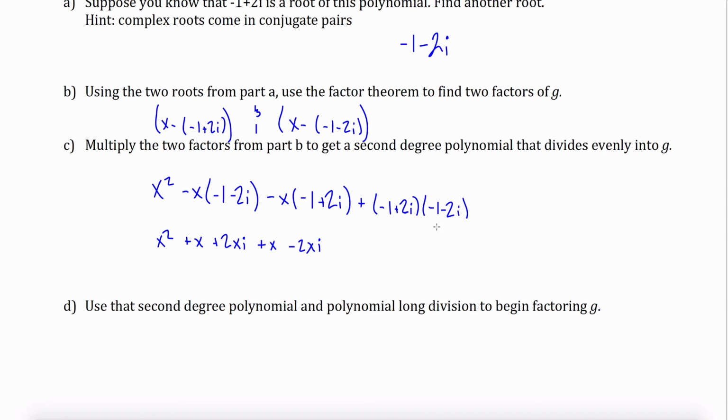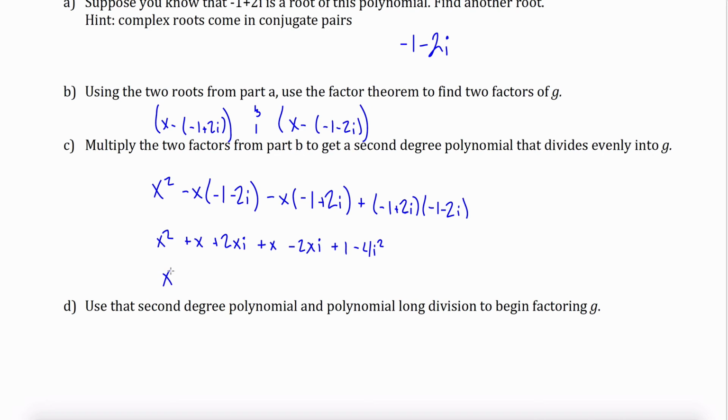And then if I FOIL out here, negative 1 times negative 1 is positive 1. Negative 1 times negative 2i and negative 1 times positive 2i will cancel each other out. And then minus times that positive gives me a negative 4i squared.